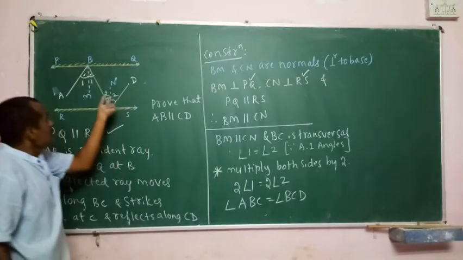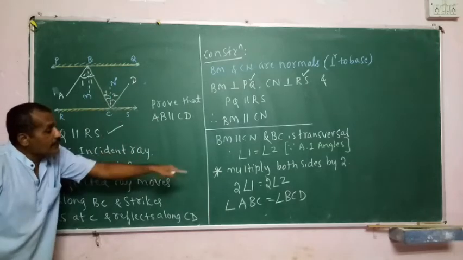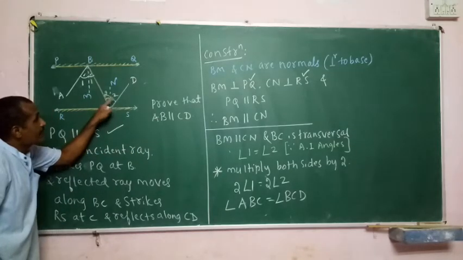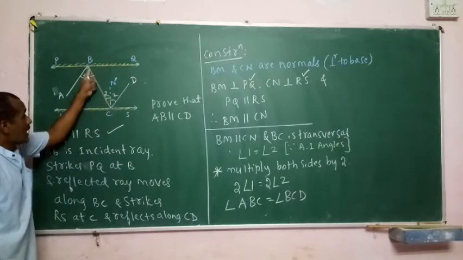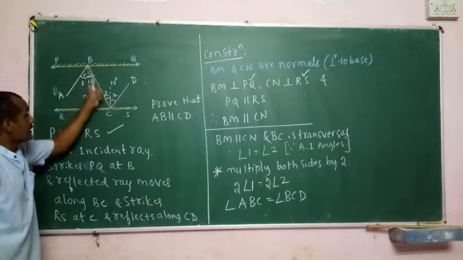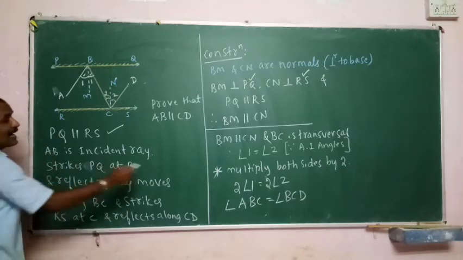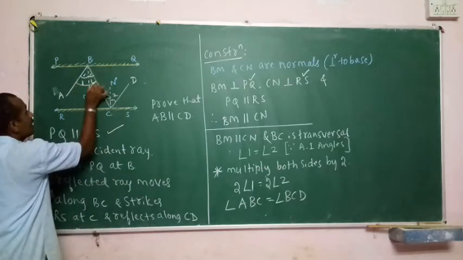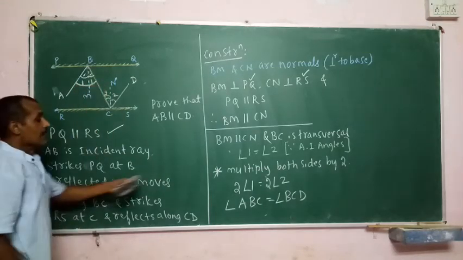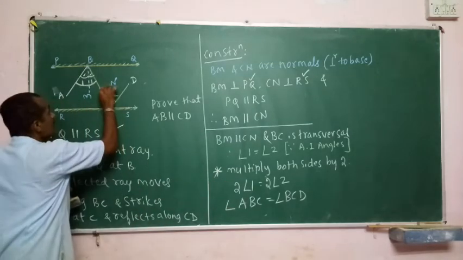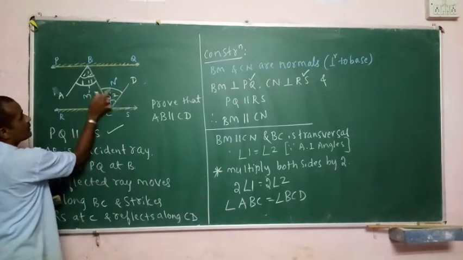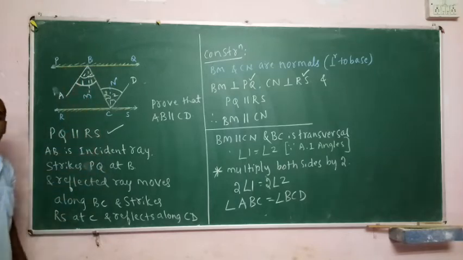Angle 2, this much is angle 2. If I take 2 times angle 2, one more angle 2 will be added. These two are equal to each other. And I can take this angle as 2 times angle 2. So what I got? Angle ABC, here to here, is equal to angle BCD, here to here. That is, these two angles are equal to each other.